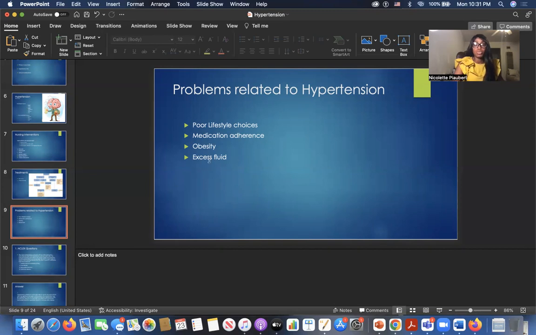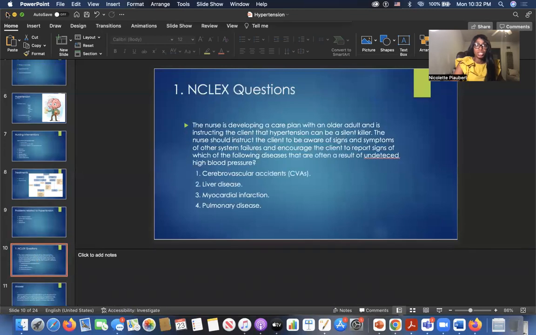Also fluid volume, making sure we're drinking fluids, but it's being flushed out. If they're on diuretics, they still have to drink water, but also knowing that it can accumulate, they'll have edema. So we need to be able to assess that as well and know what's happening. And that is hypertension.